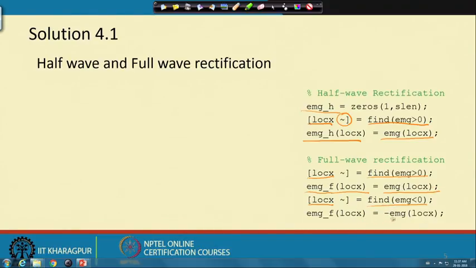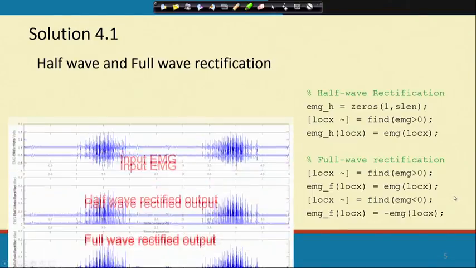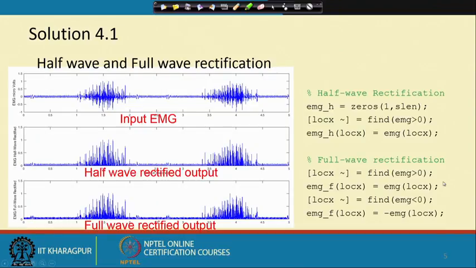And for the negative cycle, what is it doing? It takes the negative of the value, that means it makes it positive and stores it at the same location. So the full wave rectification is happening, because the positive half is kept as positive, and the negative half is also made positive and preserved. With that we get the full wave rectification, and here we see the output for the EMG signal. This is the half wave rectification and the full wave rectification.